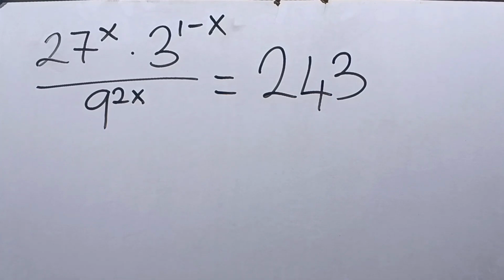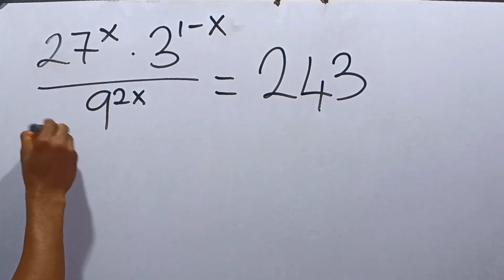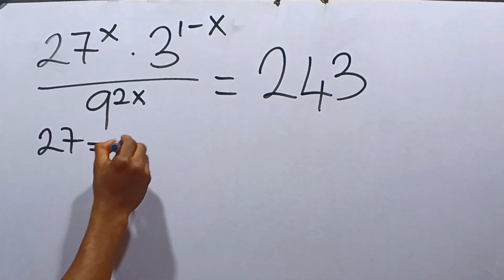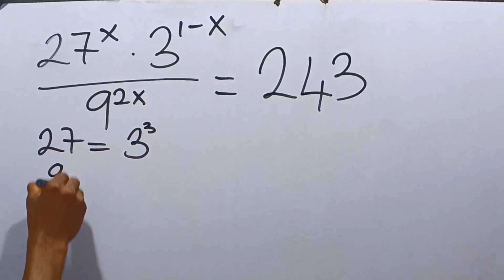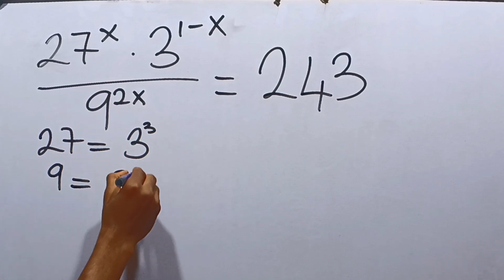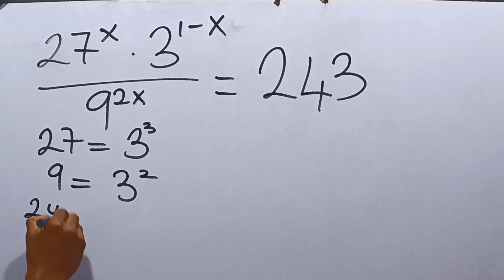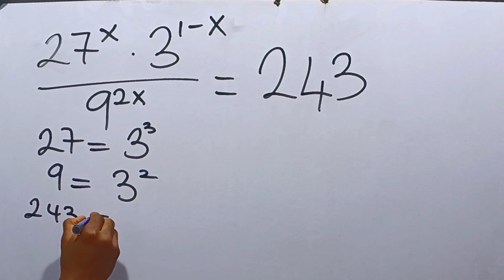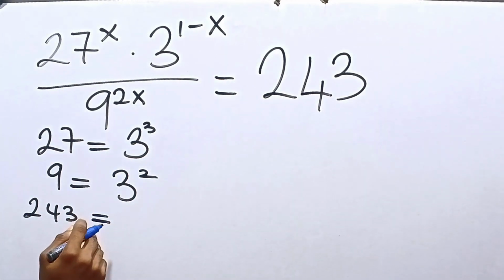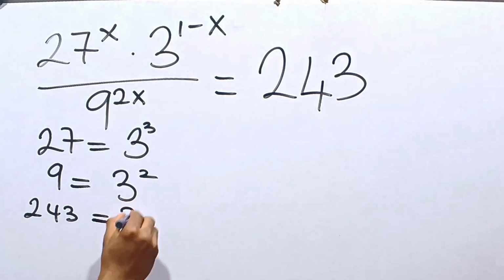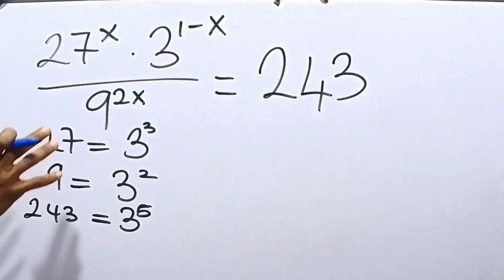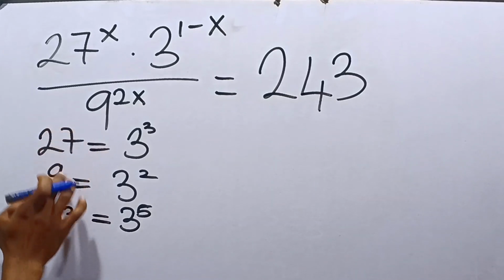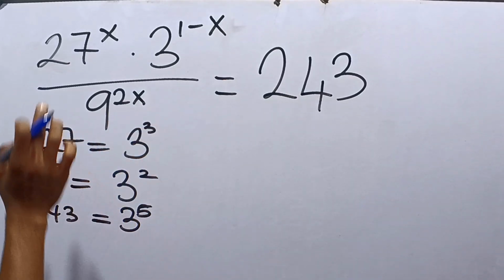Alright. So the first thing we can do here is that 27 is equal to 3 cubed. 9 is equal to 3 squared. 243 is equal to 3 raised to power 5. Okay, so we are then going to replace 27, 9, and 243 with this in this equation.